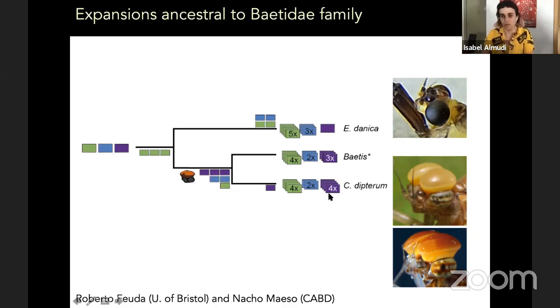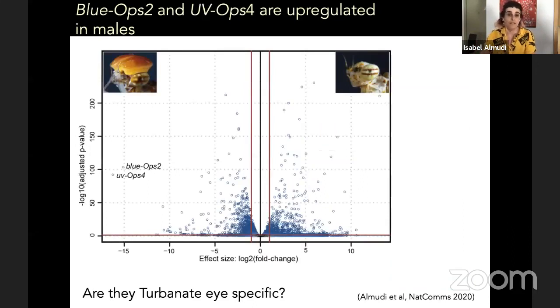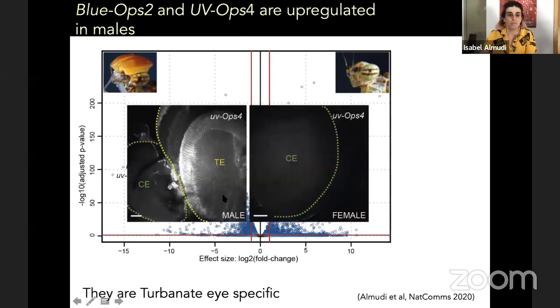An easy test to have a first approximation of this was to check the expression of these particular opsins between males and females. We did differential gene expression between the heads of the adults, and what we saw is that the two genes that are most upregulated in males are one of the blue opsins and one of the UV opsins, showing that these opsins are male specific. But are they turbanate eye specific? They are. We checked by performing in situ hybridization, and we saw that the UV opsin 4 is only expressed in the turbanate eye of the males, but is not expressed in the compound eye of the males or the females that we used as a control.